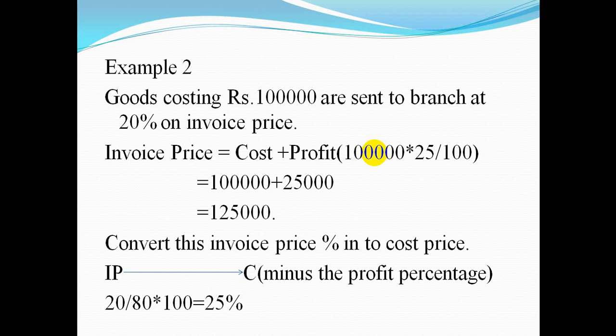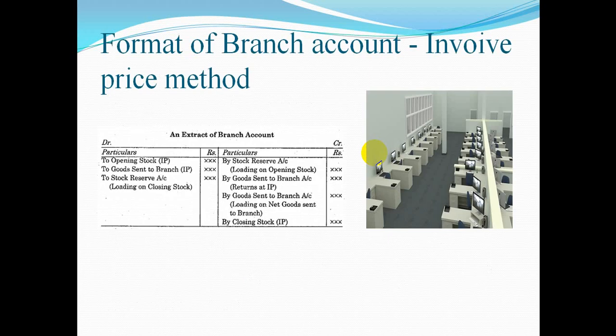The next is the format of branch account. It is an extract of invoice price method. This method is used to find out the true profit or loss at branch. It will be necessary to eliminate the loading or profit added and bring these items down to cost level. That's why you can see on the debit side, the opening stock is mentioned at invoice price. This loading will appear on the opposite side. That's how we can eliminate the loading or profit added.